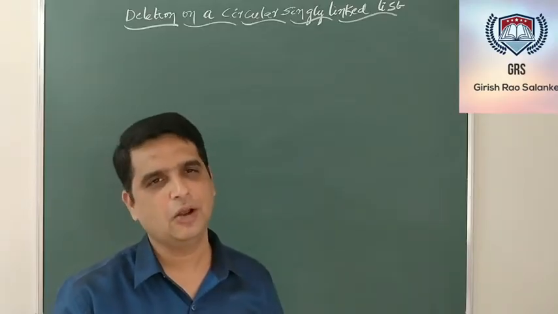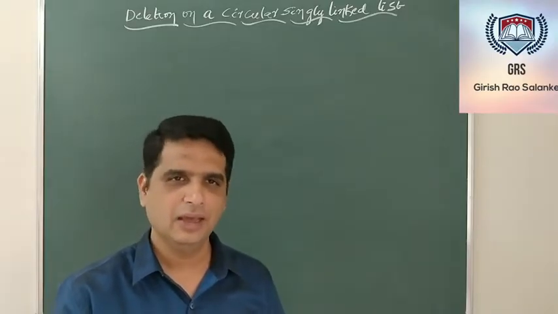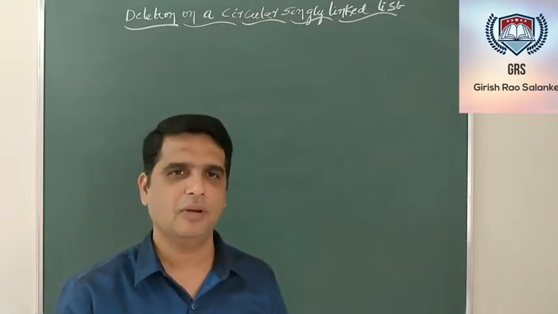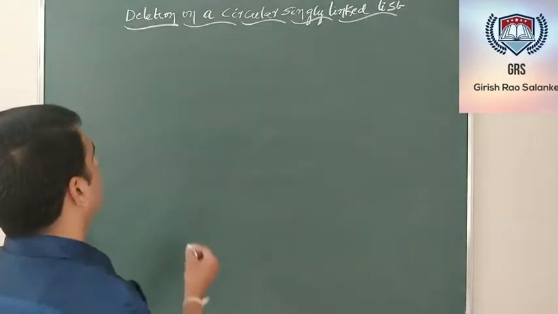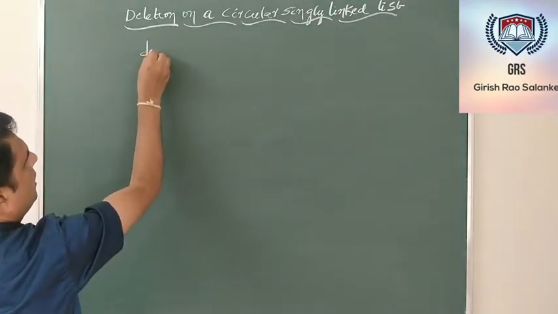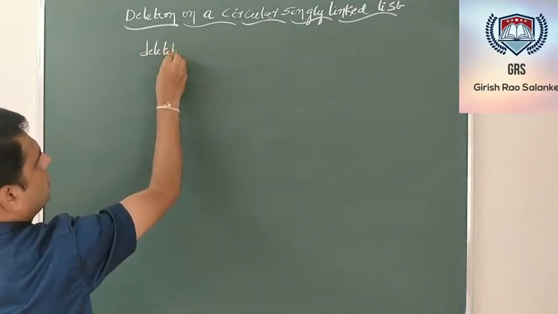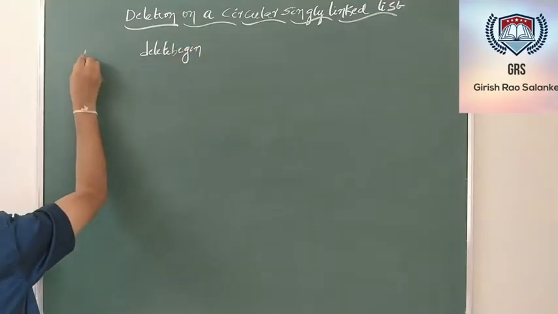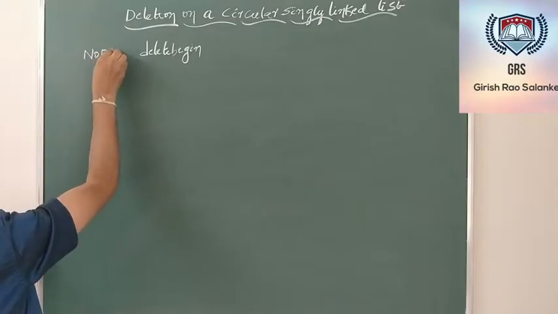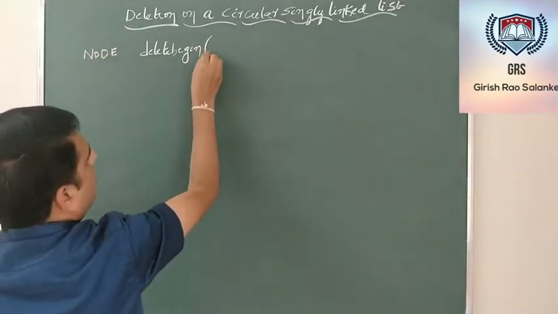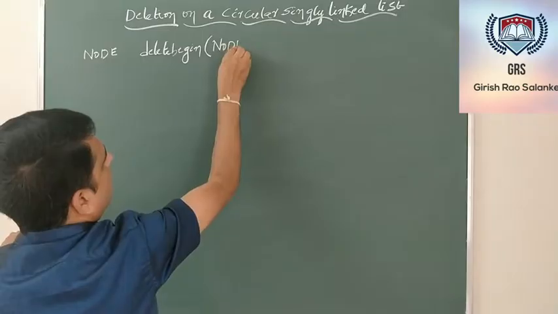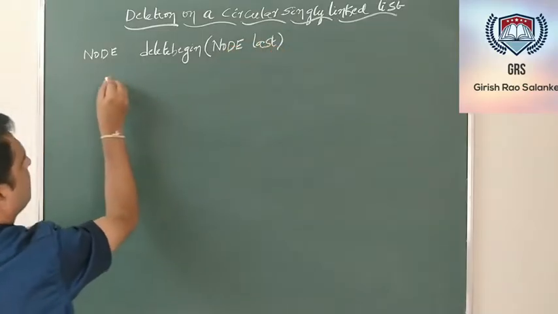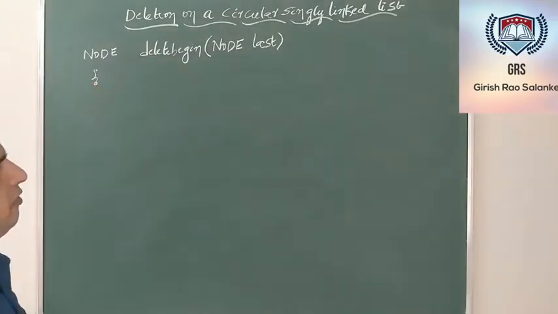So, in the deletion operation, my first step would be to check whether the list is there or not. If the list is not there, I can't perform the deletion operation. So, what I will be doing is starting with the delete begin function, wherein my objective is to delete the node at the beginning of the list. Return type of the function is node. Argument to the function is the reference of my circular single linked list, which I had kept as last.